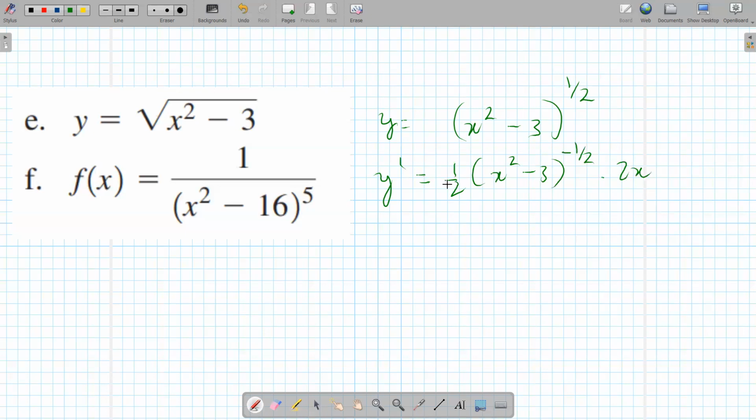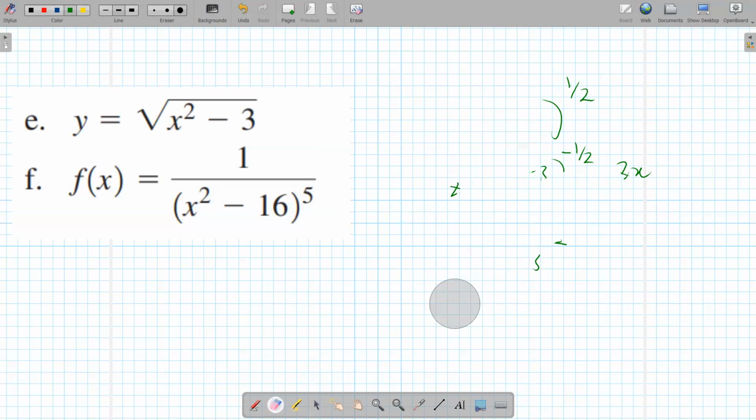If you want to clean this up, 2 and 2 cancel out. You have an x, you have a negative exponent, toss that in the denominator to make it positive. So you have positive 1/2, which just means square root, and you're done. Like that. Okay.